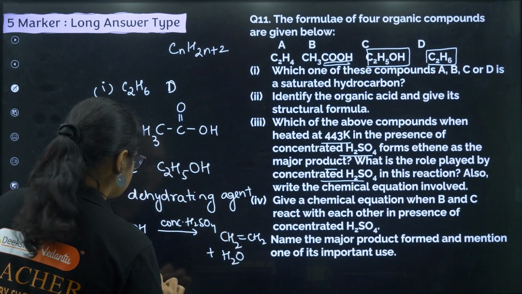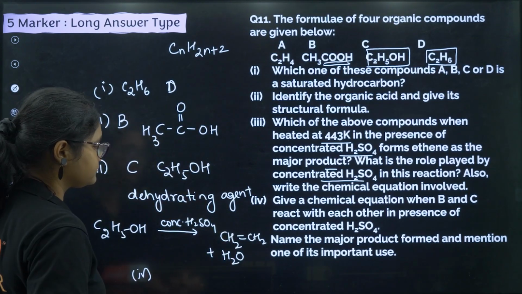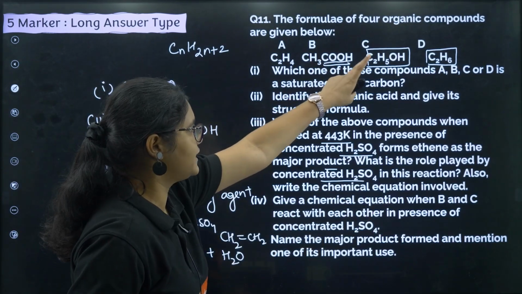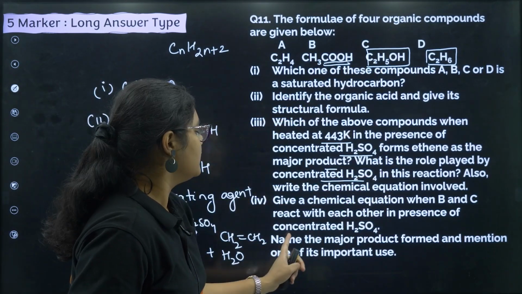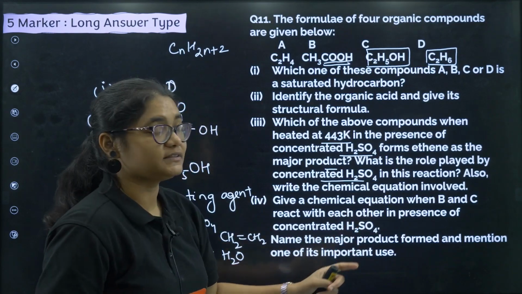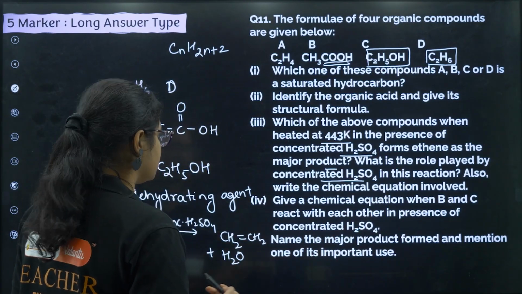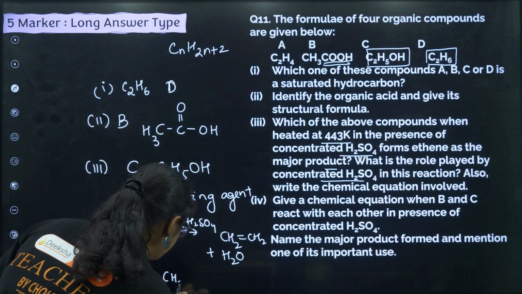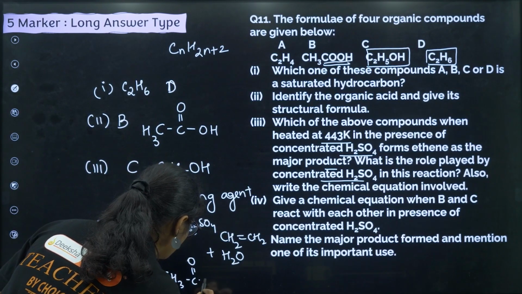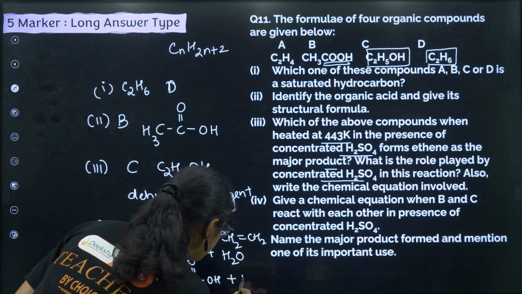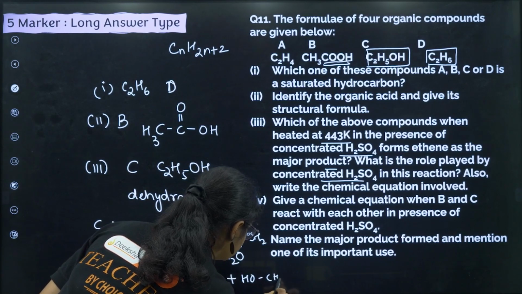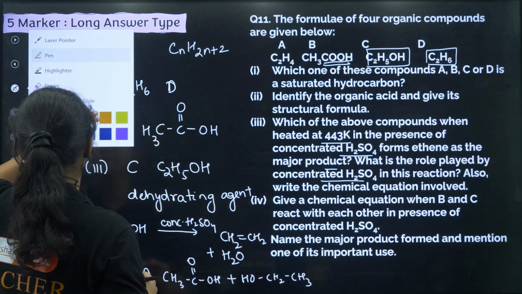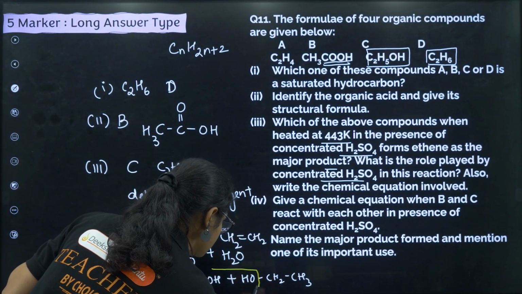Next the fourth one here, give a chemical equation when B and C, that is one acid and an alcohol, react with each other in presence of concentrated H2SO4. So this one will give you what? Ester. So you can react CH3C double bond OH plus H, CH2CH3. Now here what happens? Here there will be a loss of water molecule.